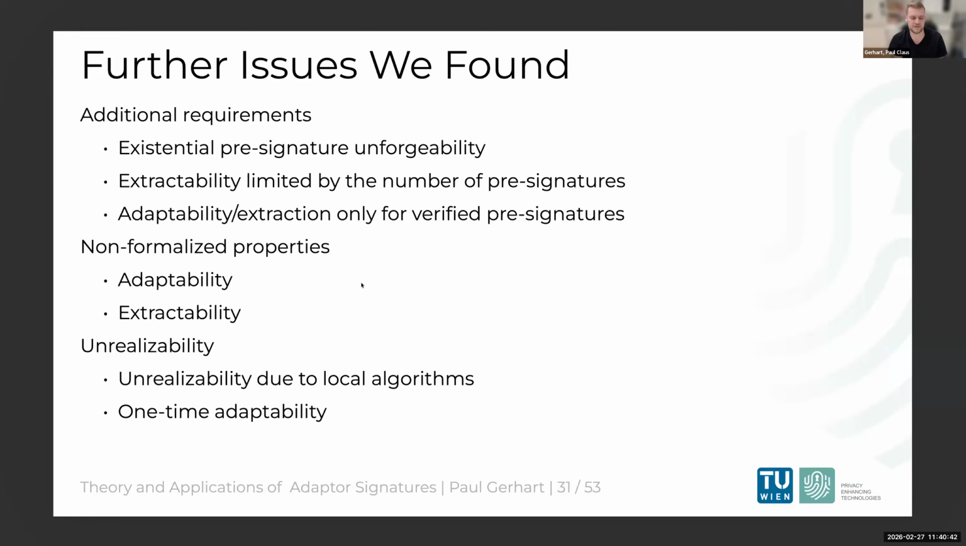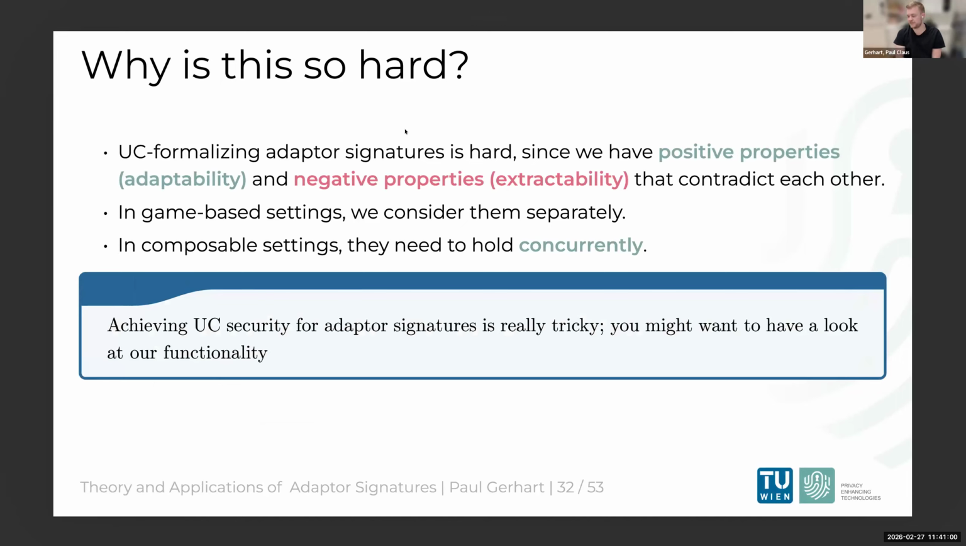I stop here for the issues we found. In total, we found 7 issues. We show that adaptability and extractability are not formalized, that it cannot be realized, and if it could be realized, you would need additional requirements from a signature scheme. And this was confusing for us. We thought, okay, these gaps should be a formalization issue. Maybe it should not be hard to fix. Maybe it was a bunch of unfortunate typos or using stuff not in the correct way. But we found out there's an inherent problem for adapter signature UC security.